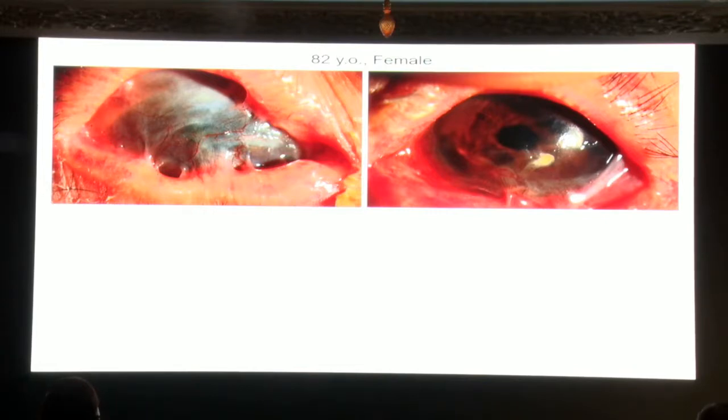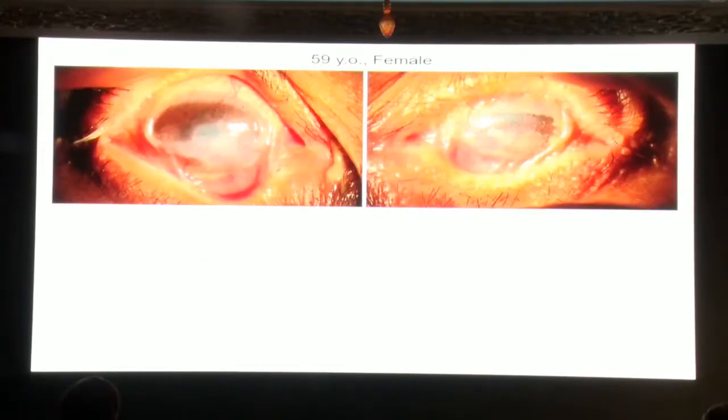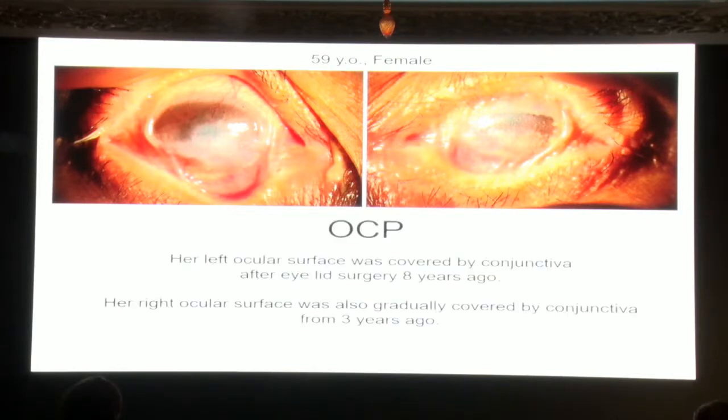This is the ocular surface of an 82-year-old female. This is also OCP. Her ocular surface gradually developed a symblepharon furrow after cataract surgery 20 years ago. This is the ocular surface of a 55-year-old female. This is also OCP. Her left ocular surface was covered by conjunctiva after eyelid surgery 8 years ago, and her right ocular surface was also gradually covered by conjunctiva from 3 years ago.